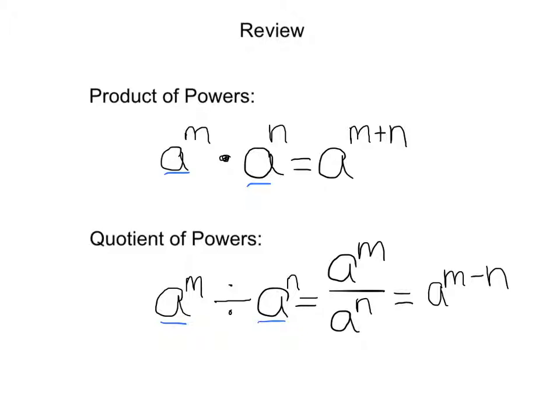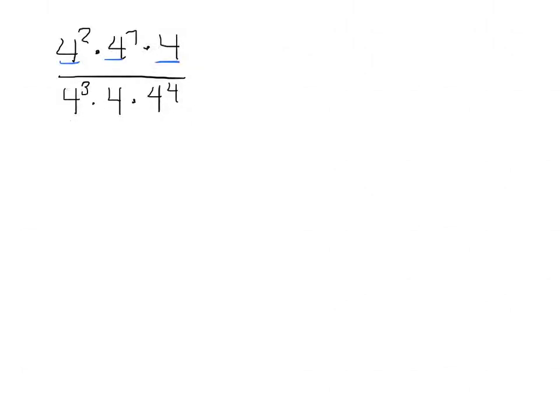So let's combine these two properties in a few examples. Let's say that I have 4 to the second times 4 to the 7th times 4, all over 4 to the 3rd times 4 times 4 to the 4th. Now the first thing that I see is that I do have all of the same bases. Awesome, that's going to make my life super easy. So let's do the numerator first and then we'll do the denominator.